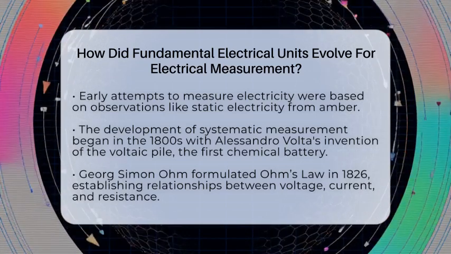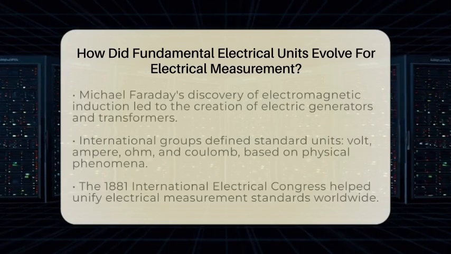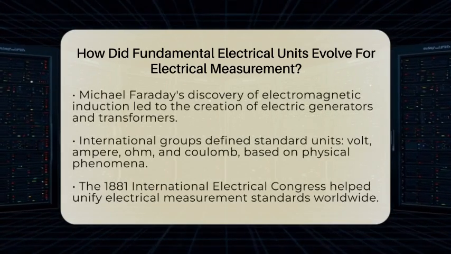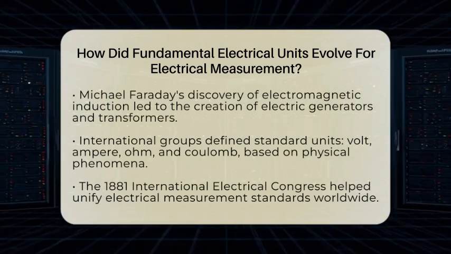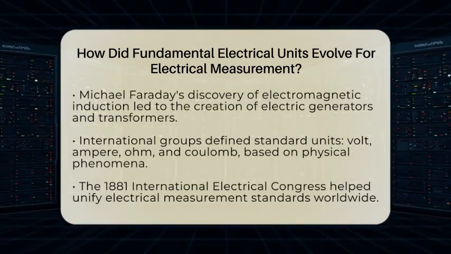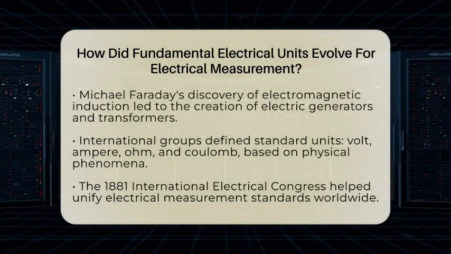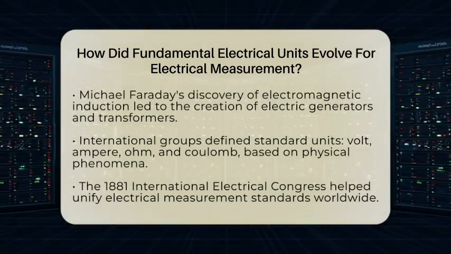Then, in 1826, Georg Simon Ohm came along and formulated Ohm's law. This law explained how voltage, current, and resistance relate, giving scientists a way to measure and compare electrical quantities. It was like creating a language for electricity.